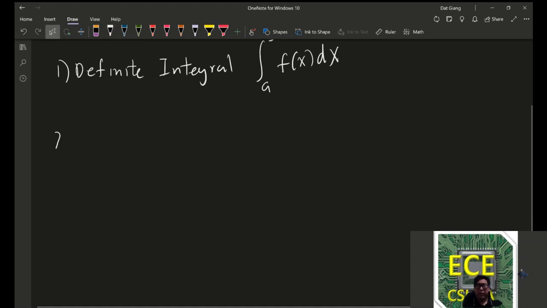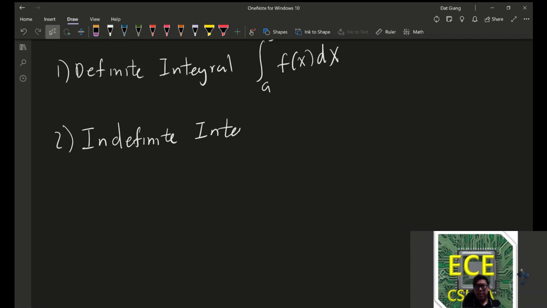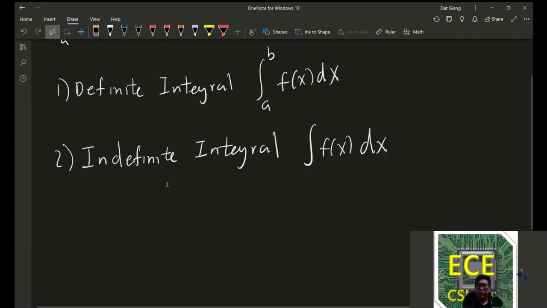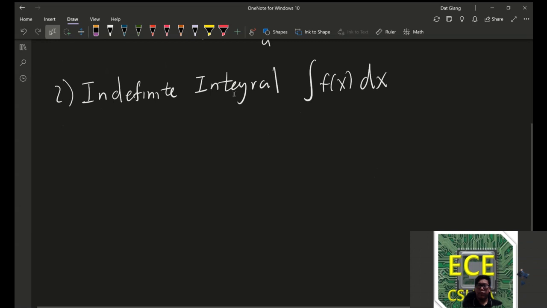Or we could also have the indefinite integral, which is simply given by this integral without any boundaries, f of x dx. When it comes to definite or indefinite integrals, we have the same number of rules.